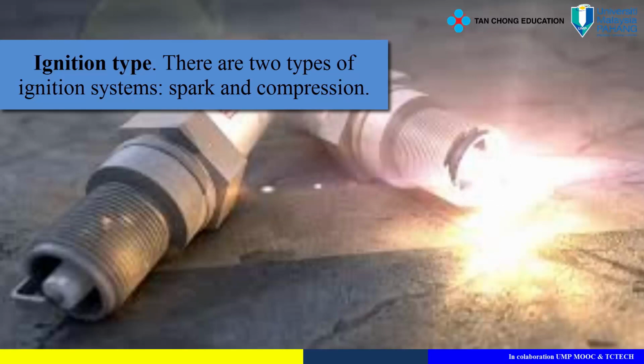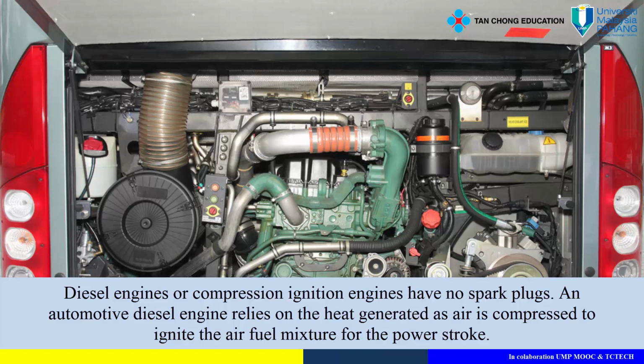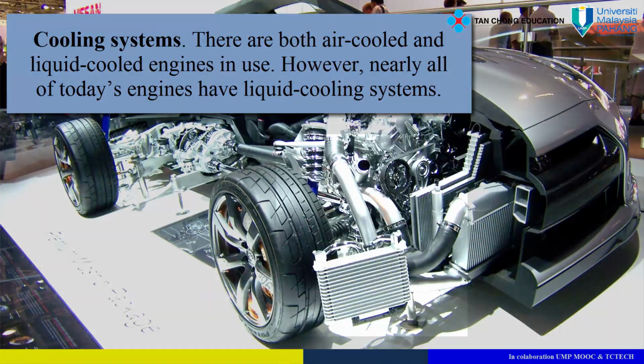Ignition type. There are 2 types of ignition systems, spark and compression. Gasoline engines use a spark ignition system. In a spark ignition system, the air-fuel mixture is ignited by an electrical spark. Diesel engines, or compression ignition engines, have no spark plugs. An automotive diesel engine relies on the heat generated as air is compressed to ignite the air-fuel mixture for the power stroke.